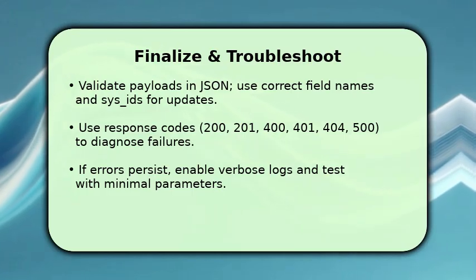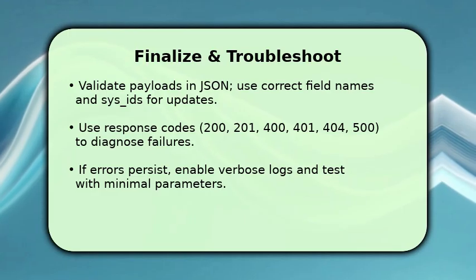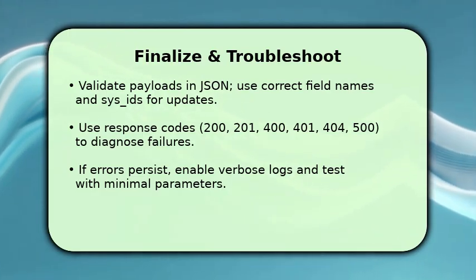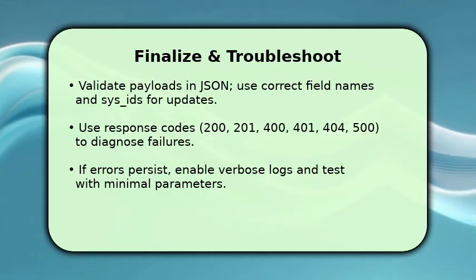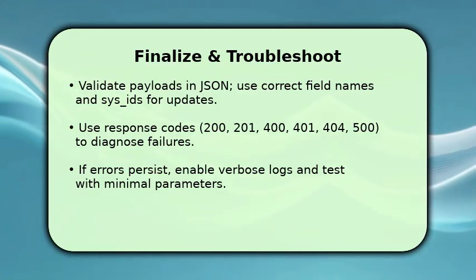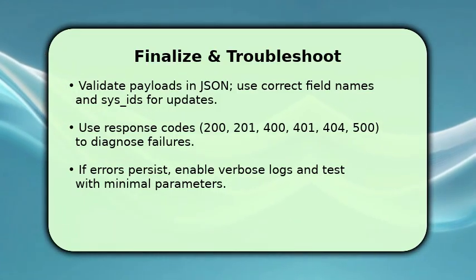If you hit errors, read the HTTP status code and response body. 401 means auth, 400 invalid data, 404 wrong endpoint. Once done, enable system logs or the REST message log for more detail, and retry with minimal parameters to isolate the issue.